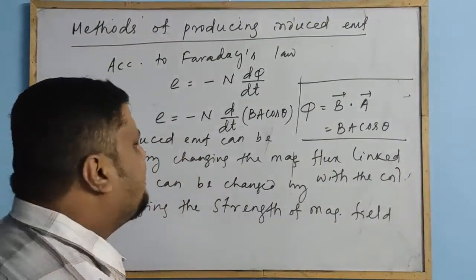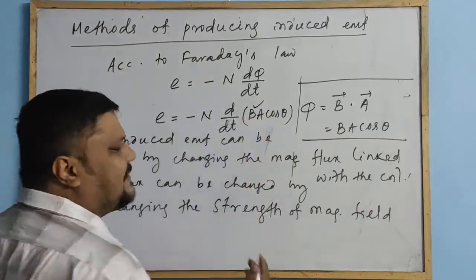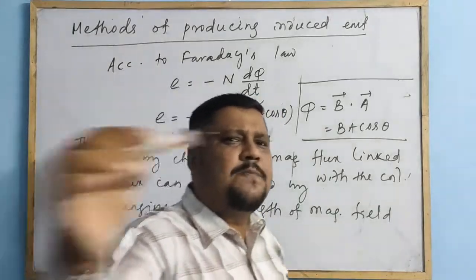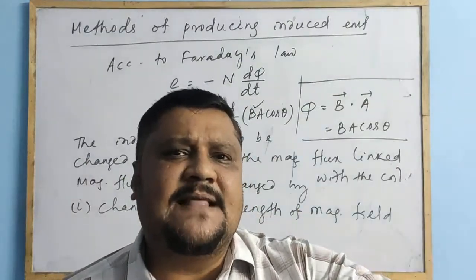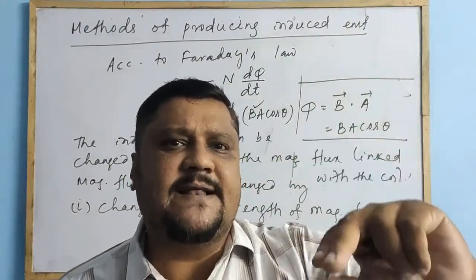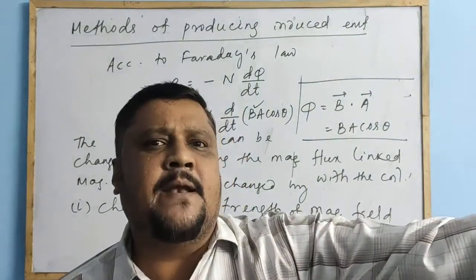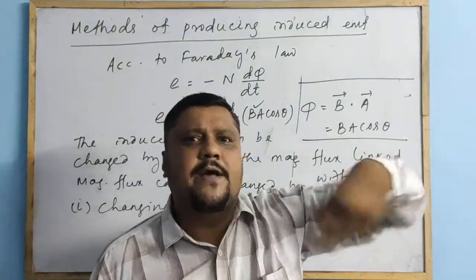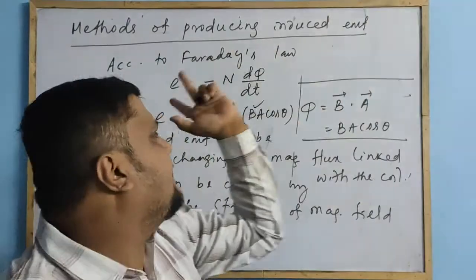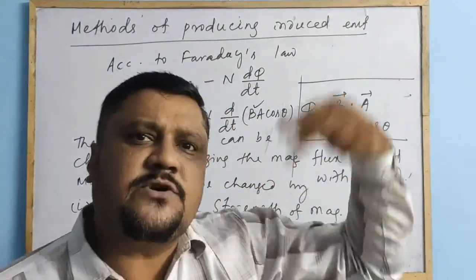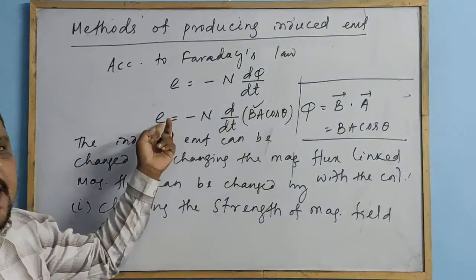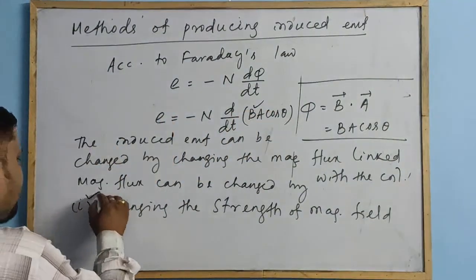So it means what? By changing the strength, that's the simple thing. By changing the strength means if you move the bar magnet towards the coil or away from the coil, the magnetic field lines linked with the coil change, increasing or decreasing. So the strength of the magnetic field at any point in the coil changes. Accordingly, the EMF is induced, the flux changes. So the rate of change of flux gives you the induced EMF. That is number one.